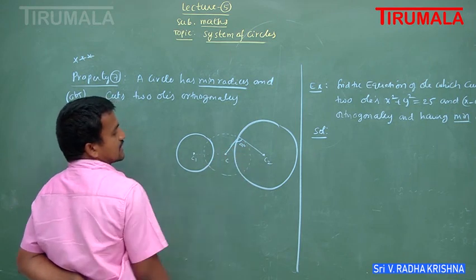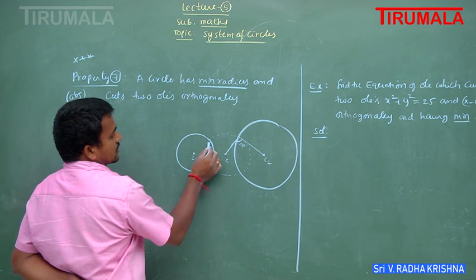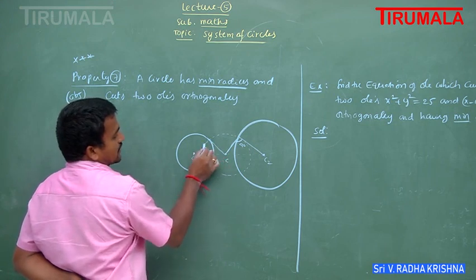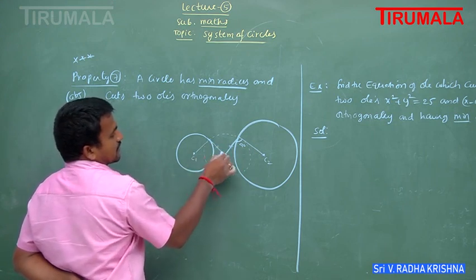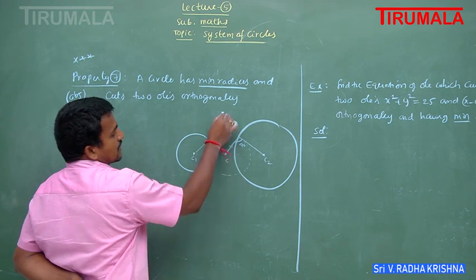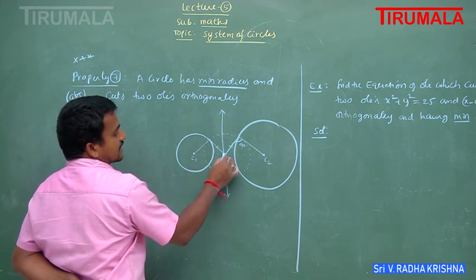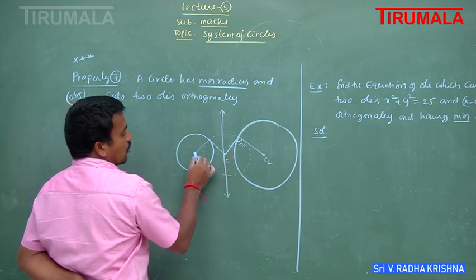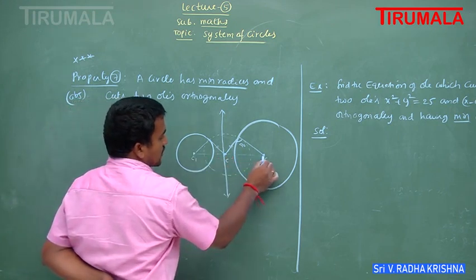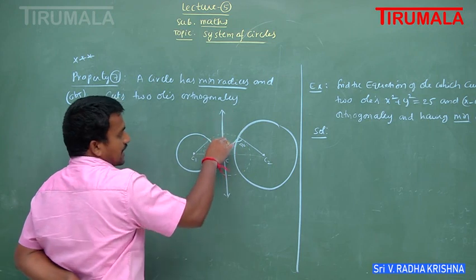This circle has the minimum radius. So this is also by the definition. This length and this length are equal, so this point lies on the radical axis. So the required circle's center lies on the point of intersection of the line joining the centers and the radical axis.